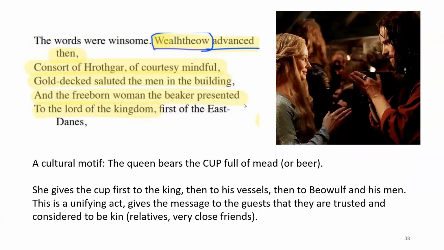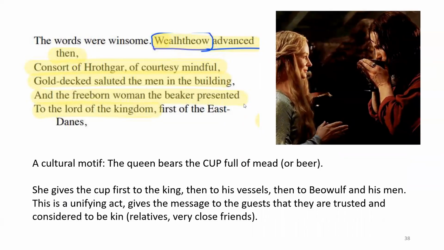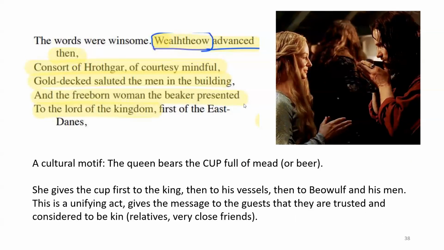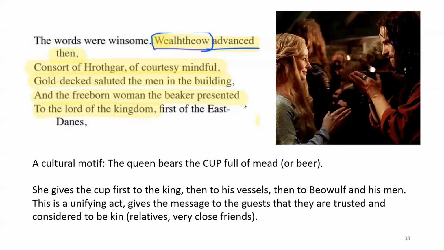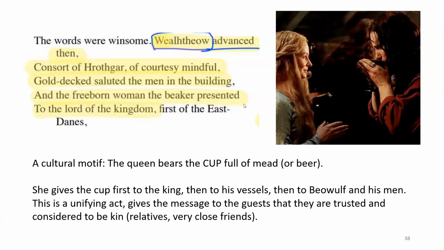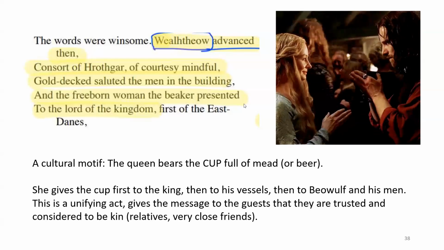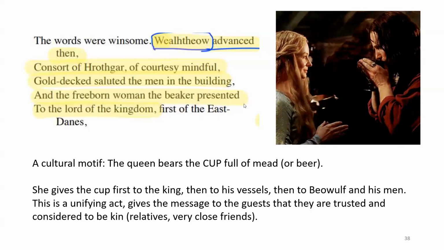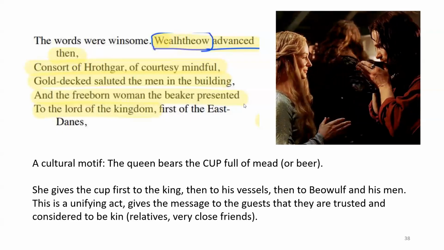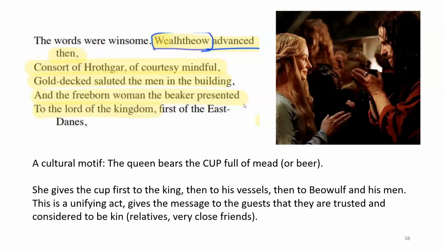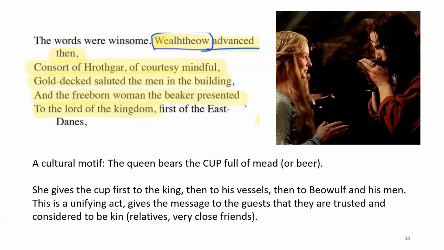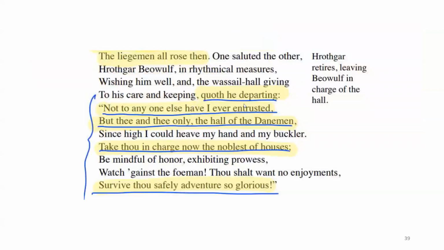The queen, Wealhtheow, bears the cup of mead first to the king, then to his retainers, then to Beowulf and his men. This is a unifying act, and it gives the message to the guests that they are trusted and considered to be kin or very close friends. After this demonstration of trust and sincerity, Hrothgar and the Danes leave Beowulf in charge of the mead hall.